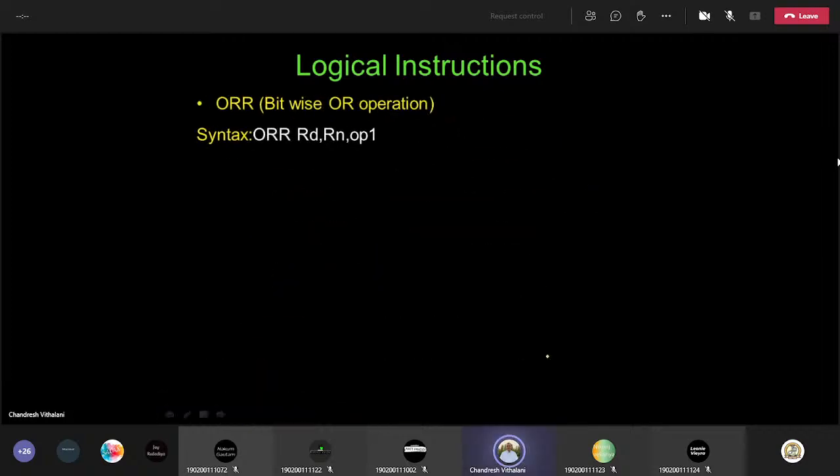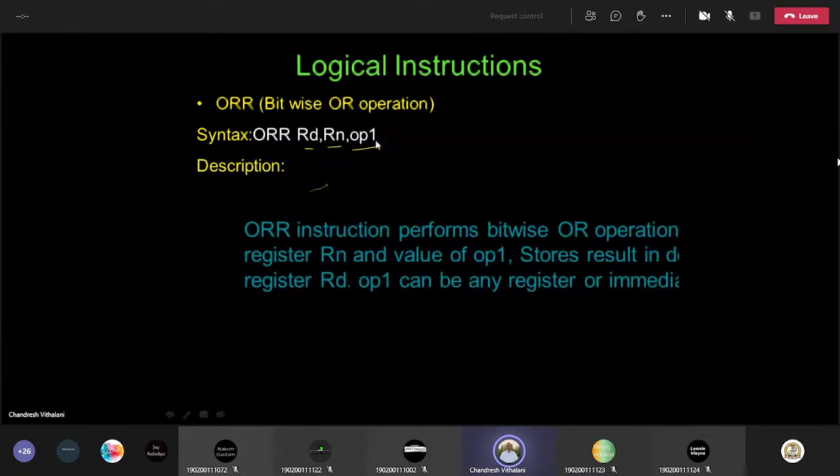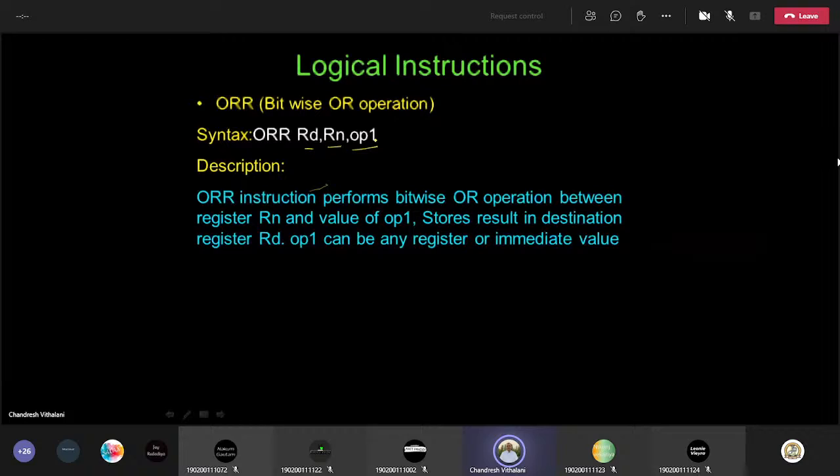Then OR operation. The syntax is like this: ORR, RD, RN, and operand. So it performs basically a bitwise OR operation between the register RN and the value of operand 1. So this operand can be any register or any immediate value, and the result will be stored in the destination register.